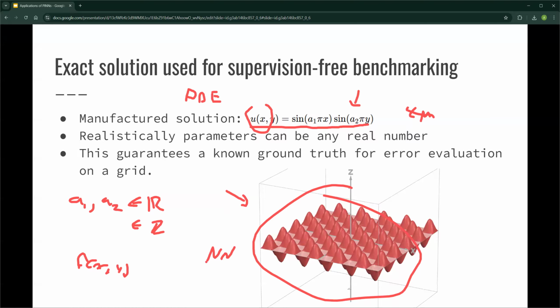Sure, because in the case of biosignals, you also don't know the manufactured solution, but you do know it's a wave, it's following some kind of pattern. So maybe it can be represented. Maybe, yeah. As long as you can put it as a PDE, I don't see any problem. But that's a good point.